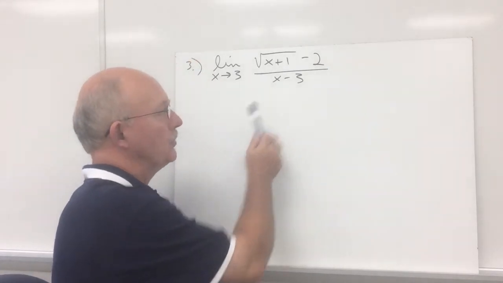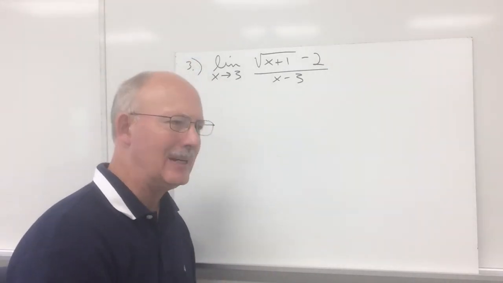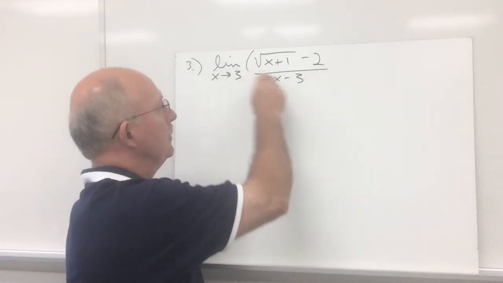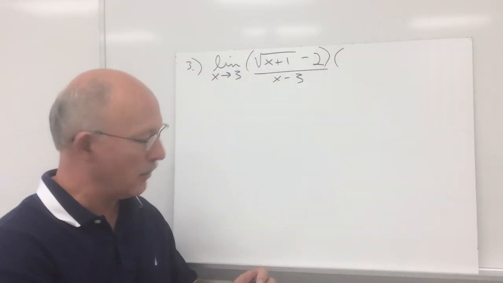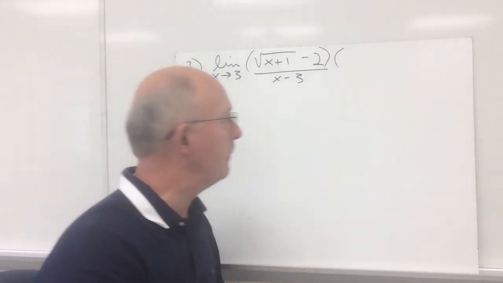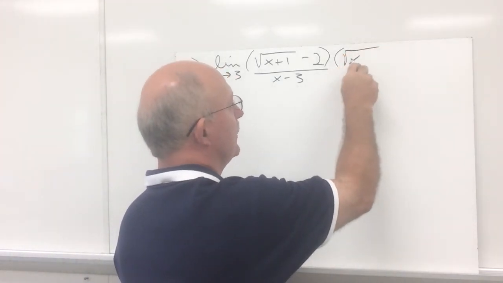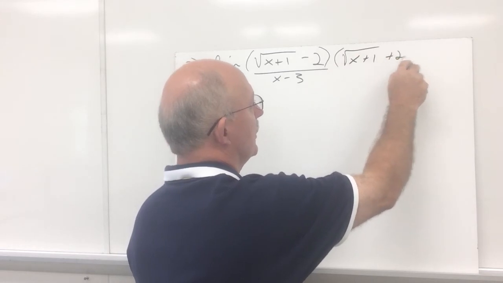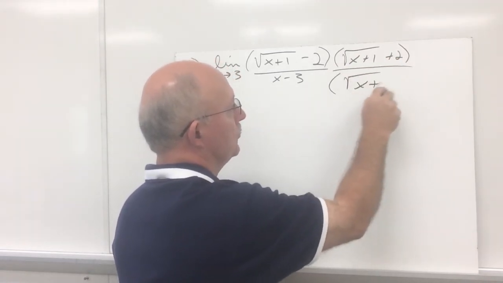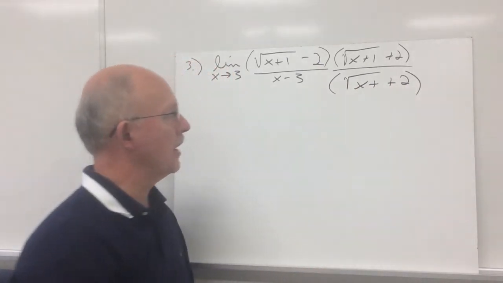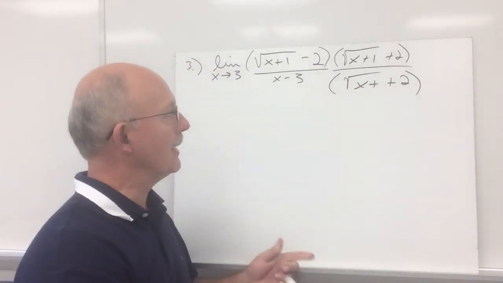Now, to start off, I said we're going to rationalize our numerator. So let's do just like we did the other 2 examples. I'm going to put parentheses around this to make a binomial out of it. And I said we're going to begin by multiplying by the conjugate of that binomial. So this will be the square root of x plus 1 plus 2. We'll multiply that to the numerator and the denominator.